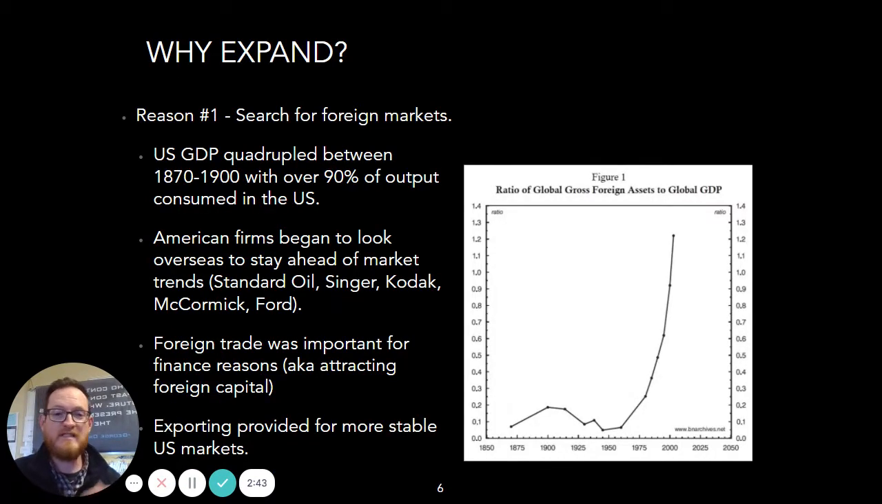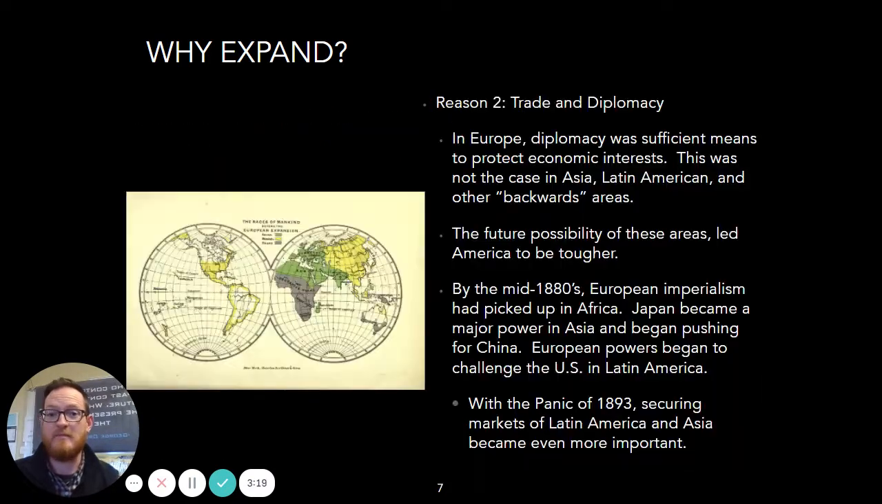So, why was there this sudden urge to expand? Well, one, you're going to have the search for foreign markets. Really here in the United States, you're going to see that the markets had become saturated in a lot of ways. So now companies, businesses, and eventually the government are going to look for new sources or new places to be able to sell goods. The U.S. GDP had quadrupled, but again, trying to stay ahead of the market trends and expand over into other areas. Foreign trade also was important for financing, to get other countries to finance in businesses as well as trade with the United States and help stabilize our markets.